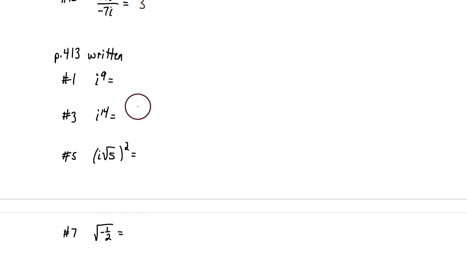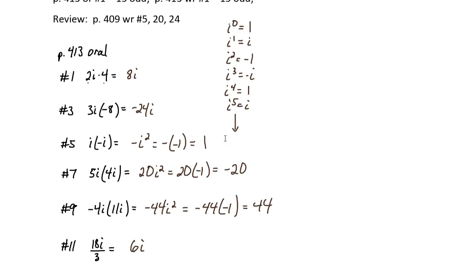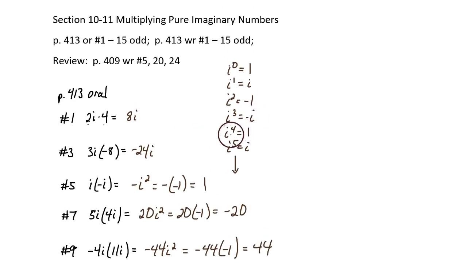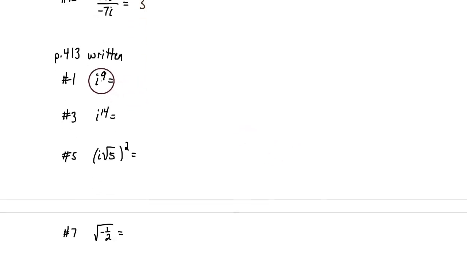Going on, I to the 9th power. We need to simplify that by extending that pattern we looked at earlier. Well, in our pattern, how far have we already figured out? You know how we figured out that I to the 4th is equal to positive 1, and then I to the 5th is equal to I? Let's figure out what I to the 9th would be.